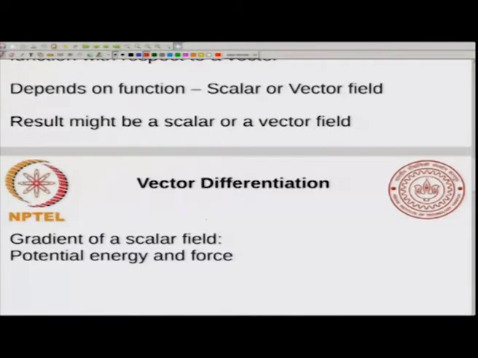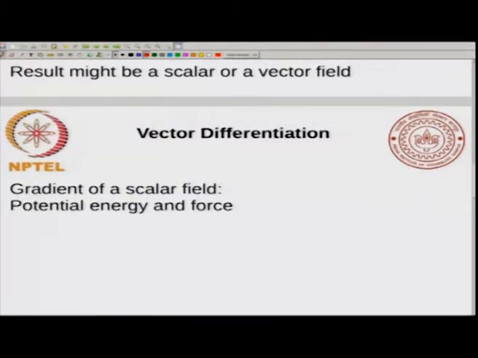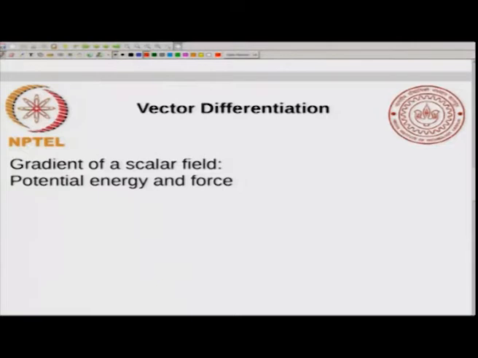The first kind of vector differentiation that we will do is the gradient. Gradient is defined with respect to a scalar field, and it has a very natural application in potential energy and force. The gradient operator is shown by this symbol, called nabla, and it's a vector operator. It operates on a scalar field.